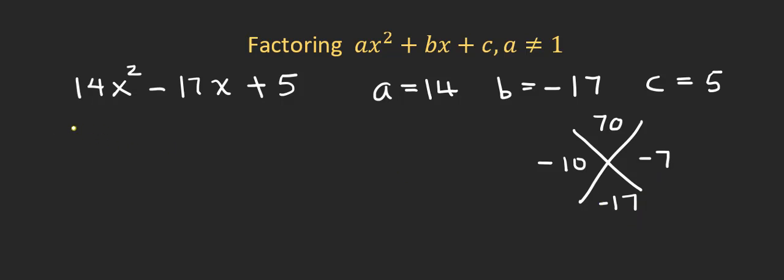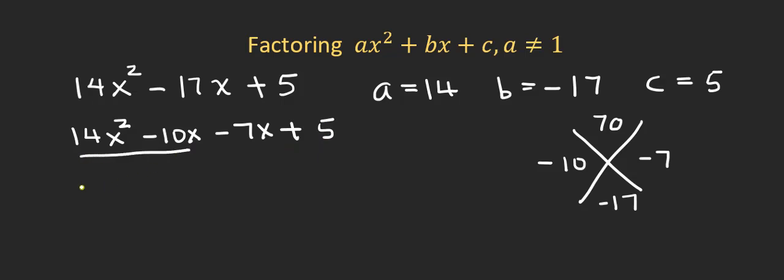So let's rewrite this. 14x squared. Now again, the order doesn't matter. You could put negative 10x or negative 7x, whichever you prefer. And then plus 5. So now let's do factoring by grouping.